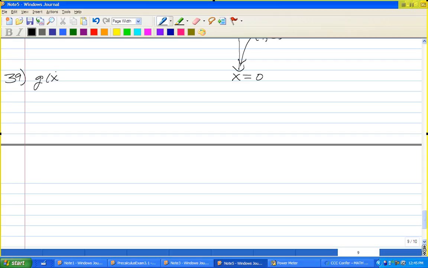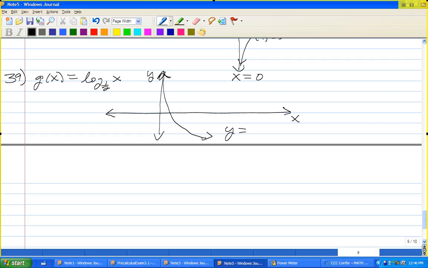G of x equals the log base 1/2 of x. So let's sketch the graph of this. Again, it looks like the inverse function of 1/2 to the x. So it looks something like this. This is a graph of y equals log base 1/2 of x.